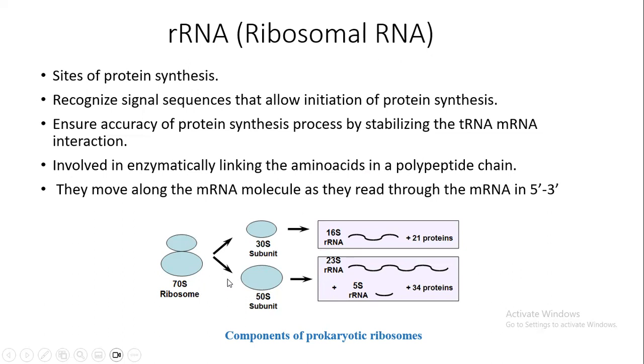So here is the structure of a typical prokaryotic 70S ribosome, which is made up of the smaller 30S subunit and the larger 50S subunit. The 30S subunit is made up of 16S rRNA and 21 different proteins. And the 50S is made up of 23S rRNA, 5S rRNA, and 34 different proteins.